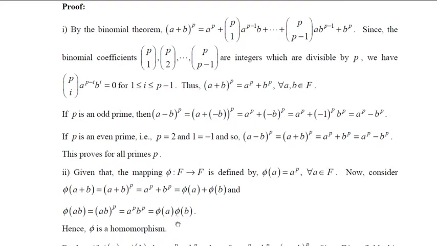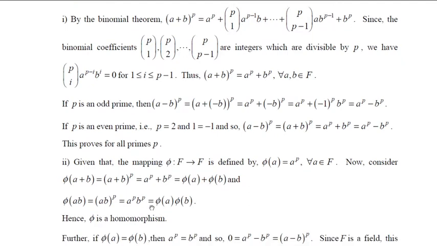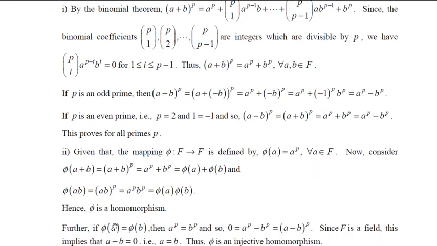Now let's verify whether this mapping is 1-1 or not. So assume that any two images are equal. Then we have to show that those two elements are equal to say that this mapping is 1-1. Now what is phi of a? It is a to the power of p. And what is phi of b? It is b to the power of p. So this can be rewritten as 0 equal to a to the power of p minus b to the power of p.